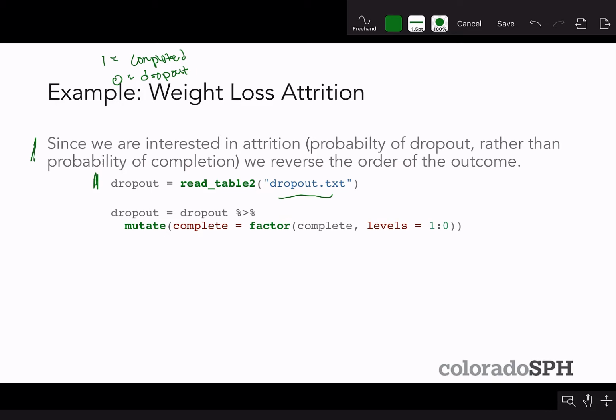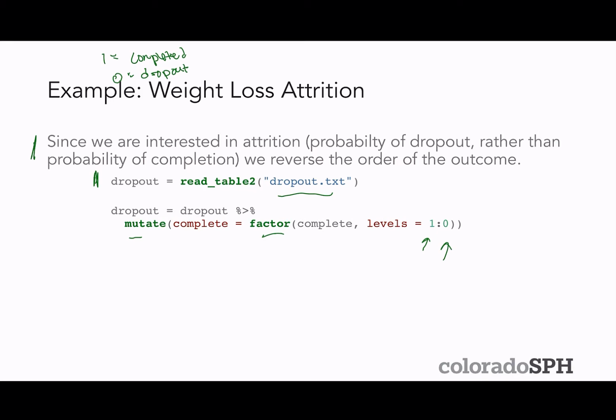And then I use a mutate statement and a factor statement to factor this variable so that the first level is 1, which is completed, and the second level is 0, which is dropout. So now in a logistic regression model, 1, the completion, will be the reference category, and the dropout will be the main category. That will help with interpretation for the model.